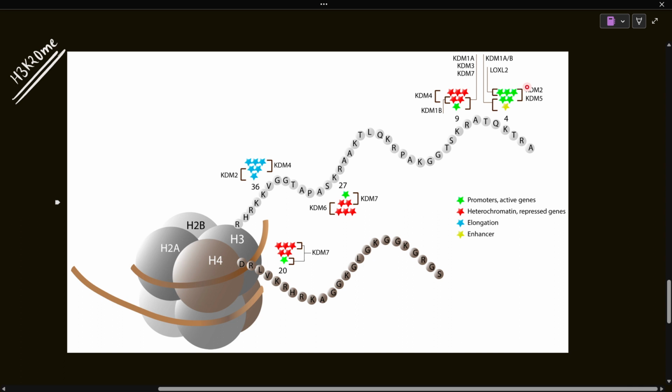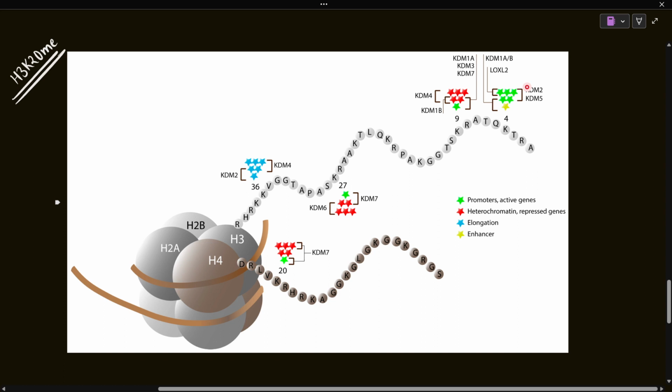Then again, the H3K9 methylation is the hallmark of heterochromatin or repressed genes. And here you can see there's one green star, and it shows that it is also done in promoters of active genes. So it is worth noting that there are certain exceptions to the rule. When we discussed H3K9 methylation, we discussed that this is a hallmark of heterochromatin. Whenever there is an H3K9 trimethylation mark, you will automatically assume that it will be a repressive mark.